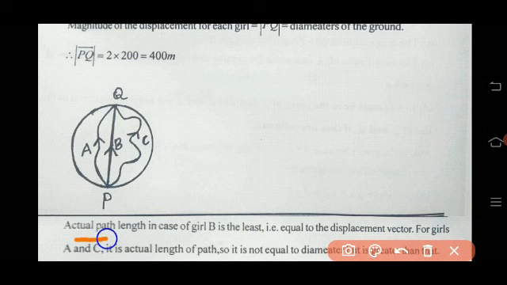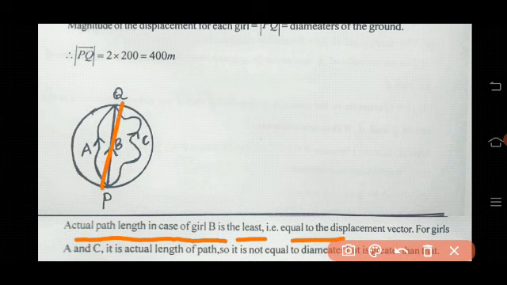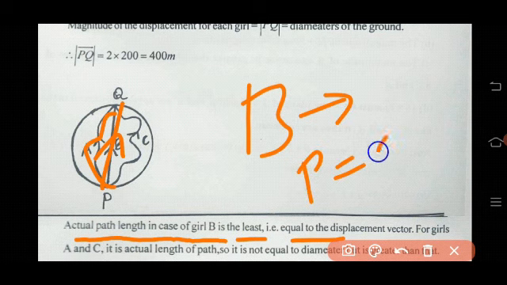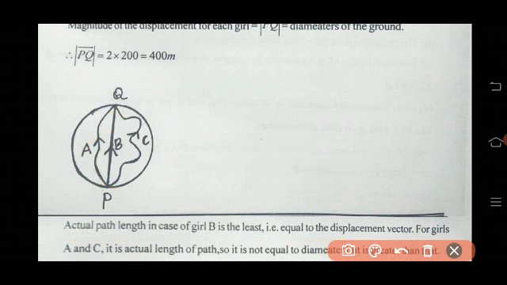So the girl, okay, so see the answer here. The actual path length in the case of girl B is the least, that is equal to the displacement vector. For girls A and C, the actual path length is not equal to the diameter. Okay, so therefore, for girl B, the path length is equal to displacement. Okay, so this is the answer.